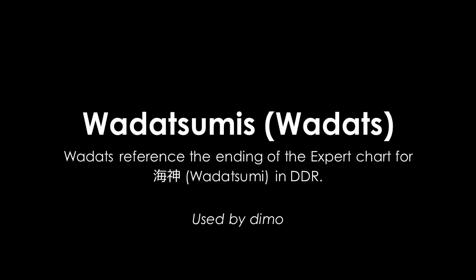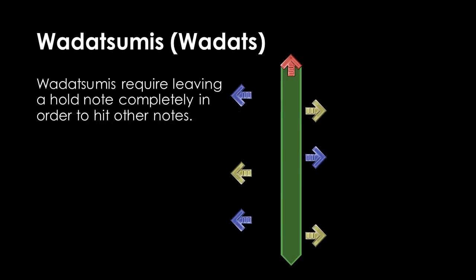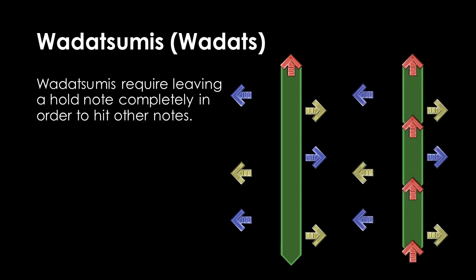Wadats is a notation used by Demo and references the ending of the expert chart for Wadatsumi in DDR. Wadatsumis require you to take advantage of the hold leniency in ITG by leaving a hold entirely to hit other notes. When we look at this example and add in some extra notes, the way to play this should be a bit more clear. And just to make it even more obvious, here's the example with the footing filled in.